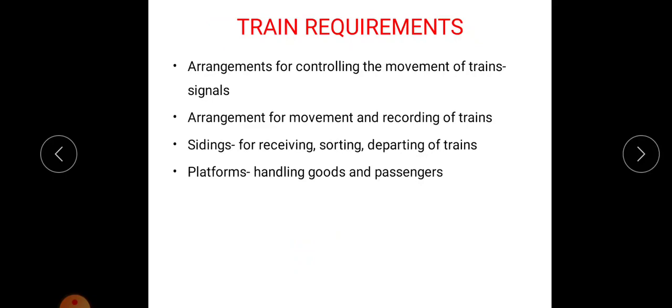So these are the requirements for trains. That is, there should be arrangements for controlling the trains by means of signals, arrangements for movement and recording of trains, and also a sufficient number of sidings for receiving, sorting and all other purposes. So these are the basic requirements of a train which are provided at a railway station.